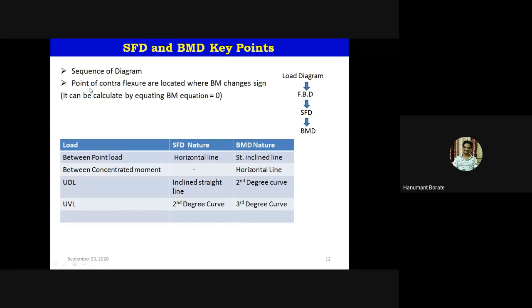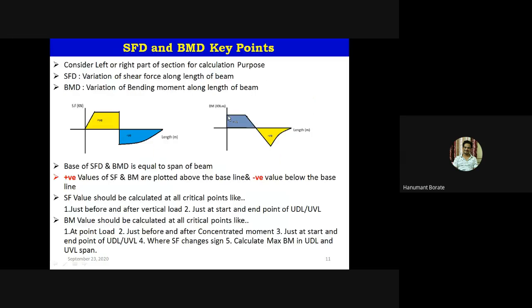Then next point is a point of contraflexure. This point of contraflexure is where bending moment changes its sign. So in previous diagram, we can see bending moment changes its sign from positive to negative. So this point is known as a point of contraflexure. Means there is actually drastic change.